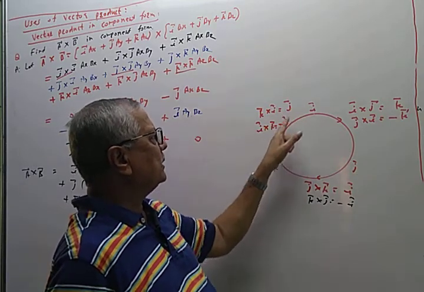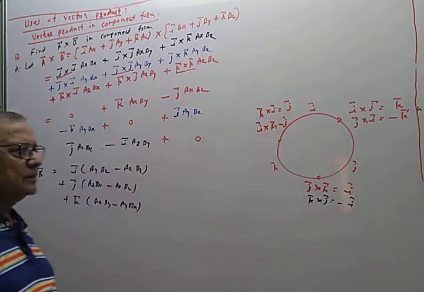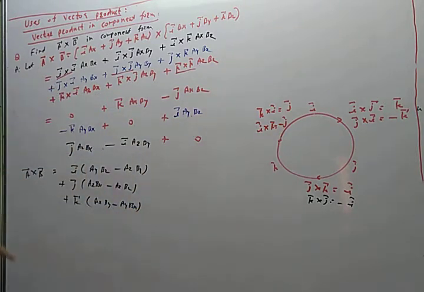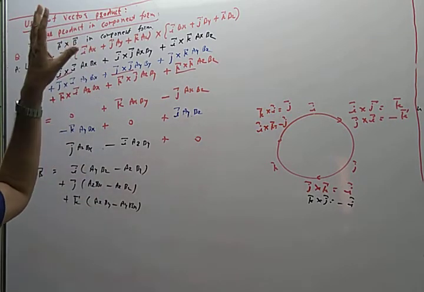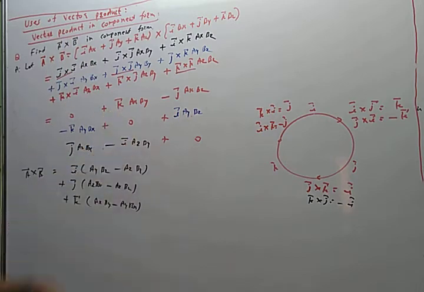i cross k opposite direction, therefore minus sign. So this cycle rule is very important for solving the problem of this type. Now the same formula we have used by using the determinant method. So that determinant method is easy to use while solving the problem. Instead of this, it will take longer time, and therefore we are going to use the determinant method.